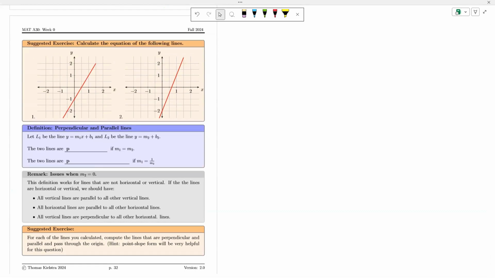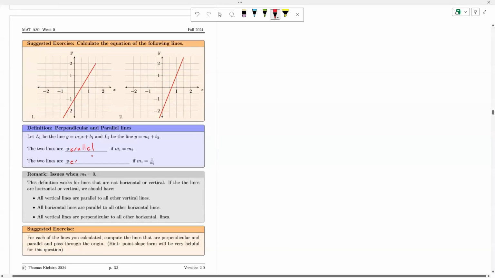Now, when we have 2 lines on a graph, there's different ways we can compare them or talk about them. The first thing is to determine whether or not they're parallel or perpendicular. Now, two lines are parallel if m1 equals m2, and they're perpendicular if m1 equals minus 1 over m2, the negative reciprocal.